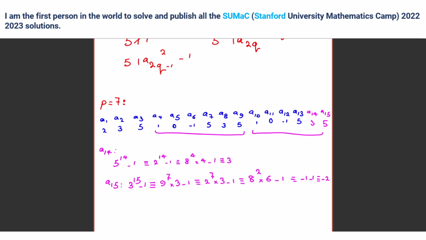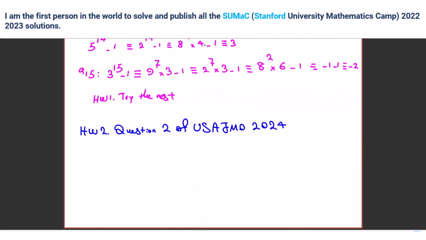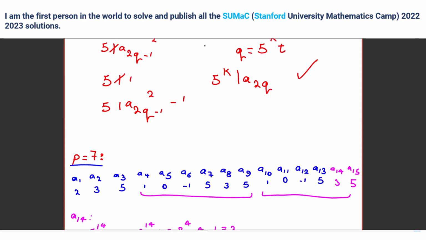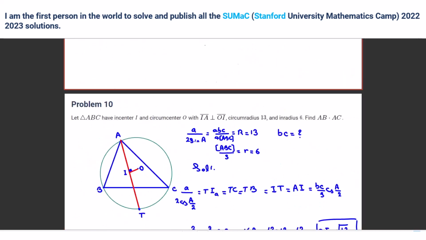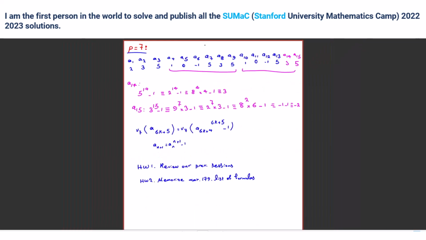Okay, now first we want to focus on this part, that this period will happen forever, okay? For this one, we tried a small example, and then I told you to try the rest. I think last session we finished that. Oh, no, we've not finished that. I told you to review our previous session. So we wanted to solve it for P7 and then generalize it.